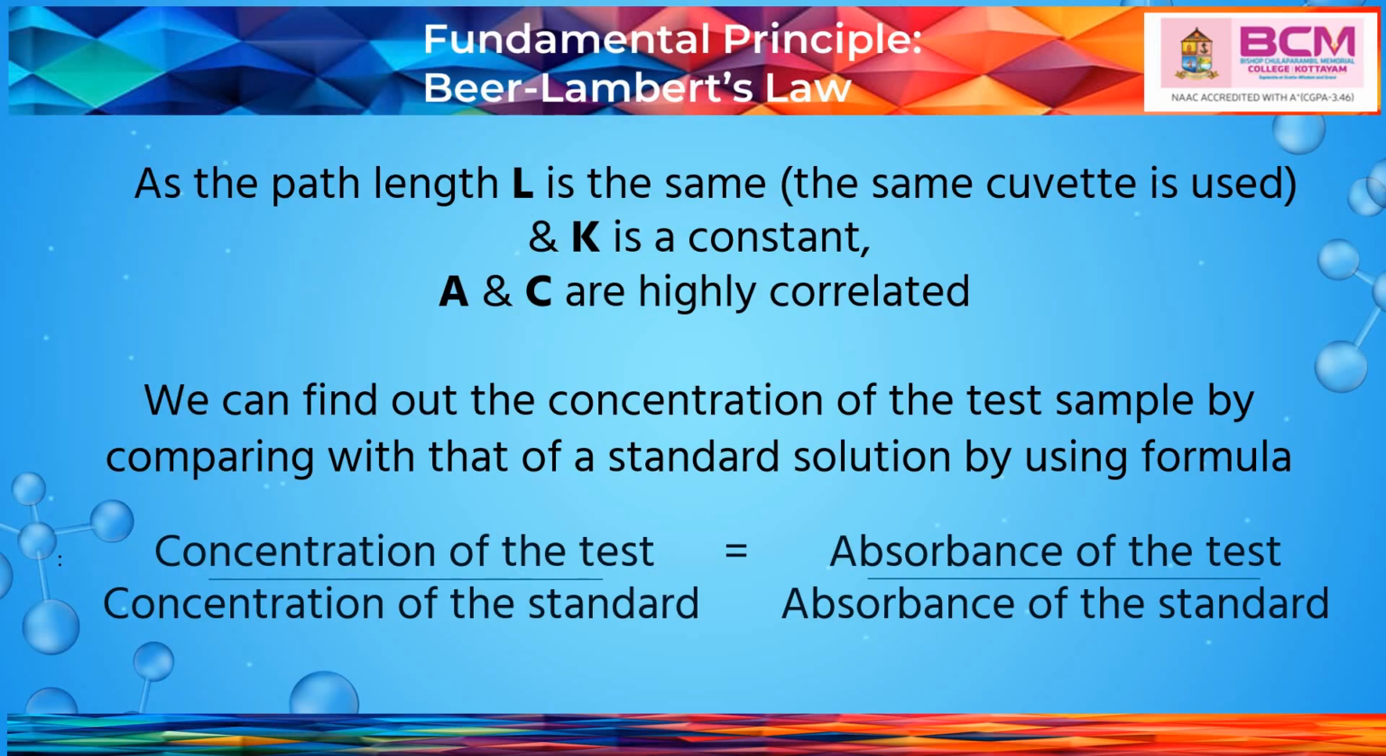As the path length L is the same and K is a constant, absorbance A and concentration C are highly correlated. We can find out the concentration of the test sample by comparing with that of a standard solution by using the following formula. Concentration of the test divided by concentration of the standard is equal to absorbance of the test divided by absorbance of the standard.